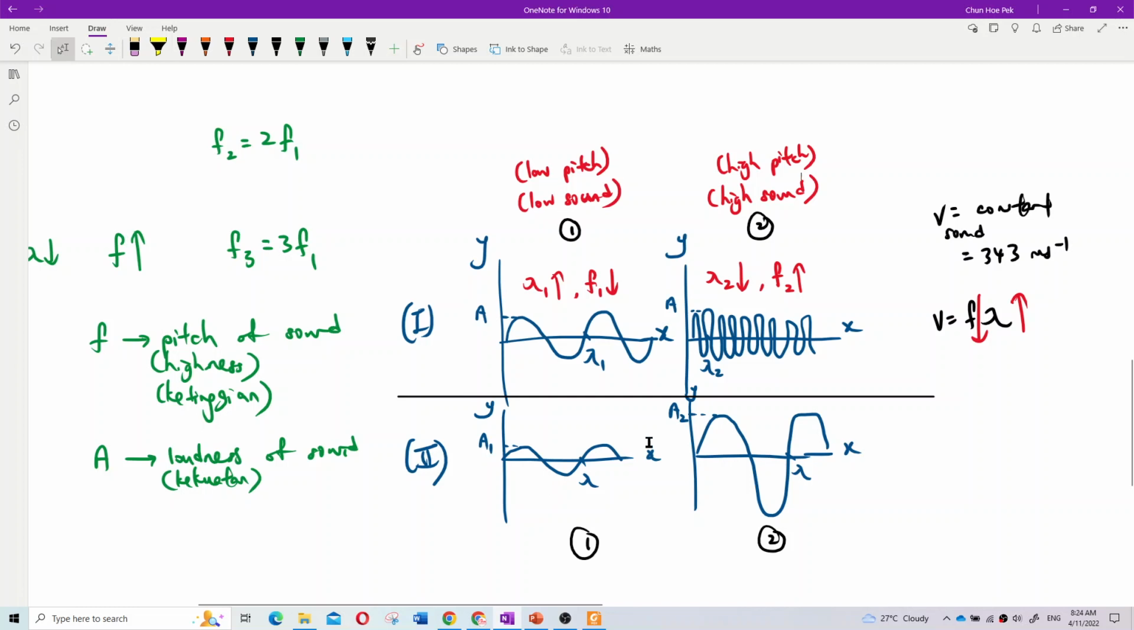Second one, do you think they have the same pitch? Talking about the lambda, they have the same lambda? Yeah, they have the same lambda. So we can say both have the same pitch. I can say both are the same level of sound. Okay, the same pitch of sound.